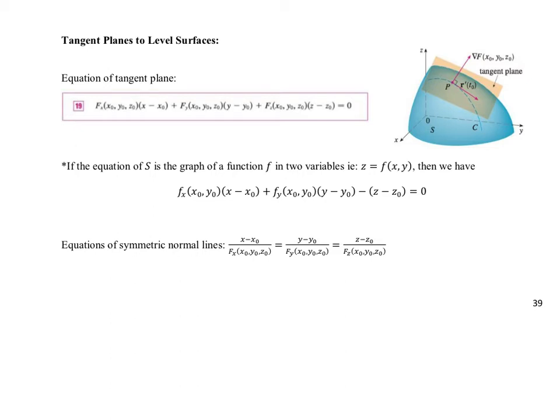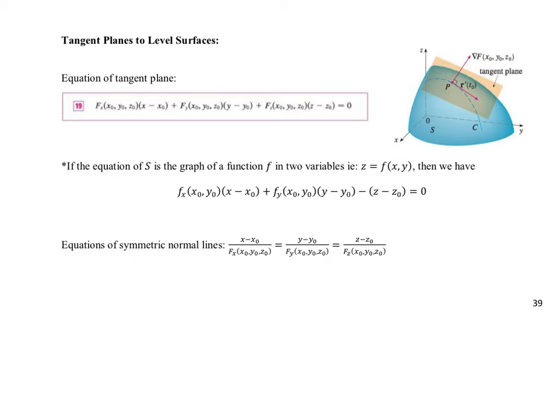This is equation number 19, which is the derivative of f with respect to x multiplied by x minus x sub naught, and so on, equal to 0. That form was one that we used towards the end of section 11.5. And I just want to quickly reiterate that.